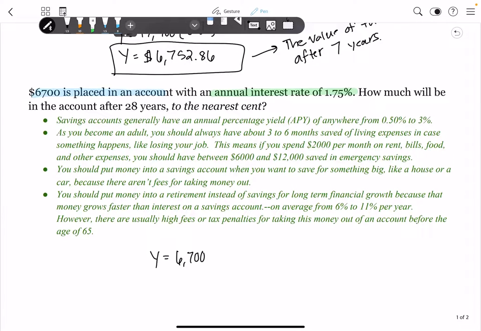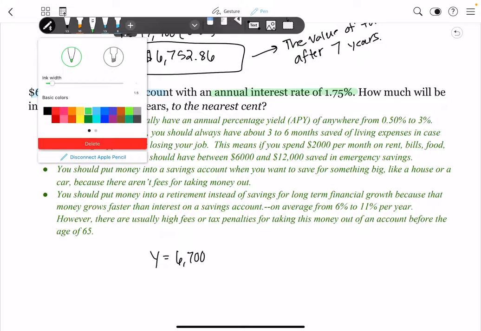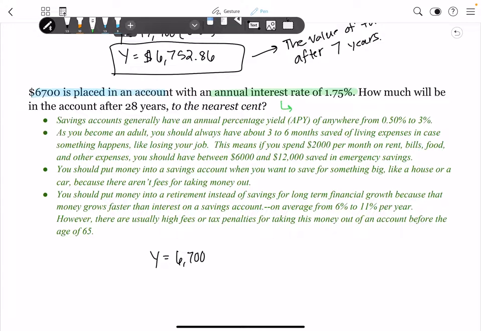Really, this should say that this is a savings account that's appreciating at a rate of 1.75%. But I will make that super clear that this is growth. This is money sitting in an account that's growing at 1.75% every year. And then it asks us how much is in the account after 28 years.